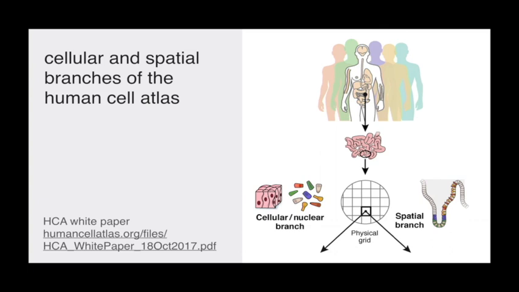On the cellular branch, people are using a lot of single-cell RNA sequencing experiments, which are great, except the problem is the cells are dissociated from their native tissues before the RNA is profiled. And of course, spatial information has a lot to do with cell identity and what these cells are actually doing. So the spatial branch is what I'm going to be focusing on here.